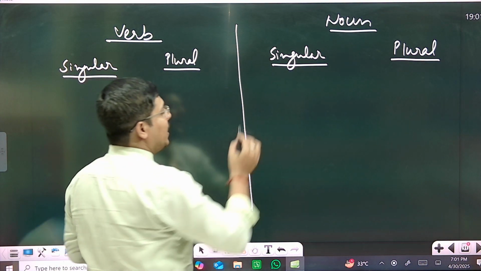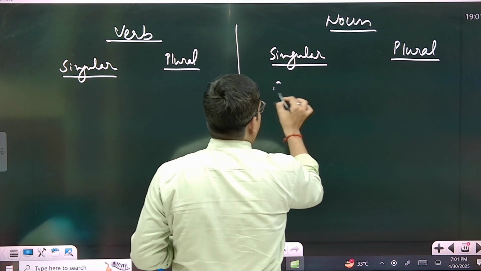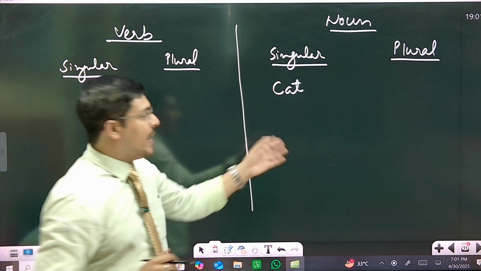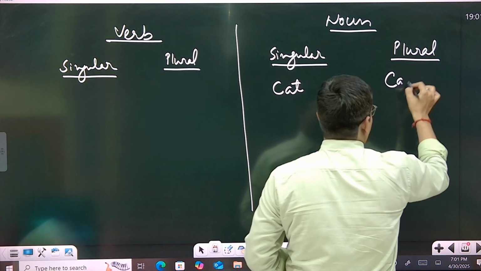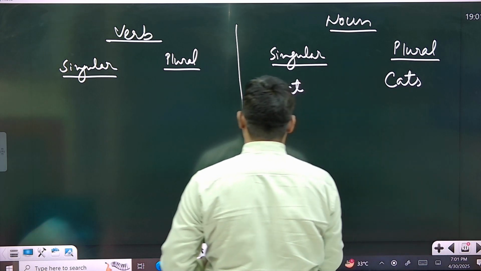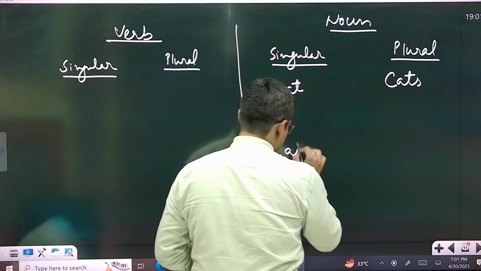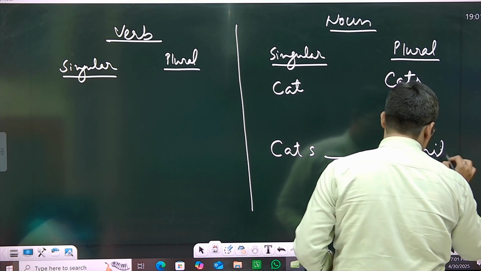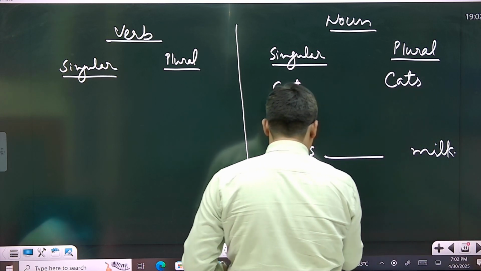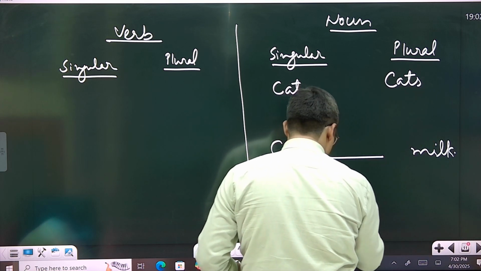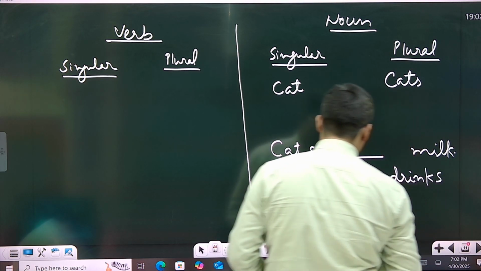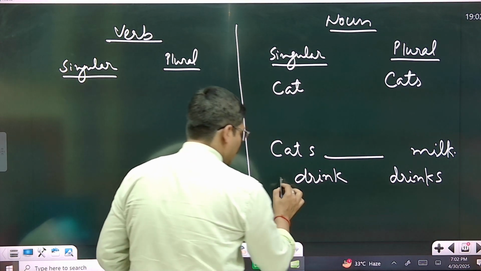Now, noun, if I write cat, what's the plural of cat? You will add s, cats. For example, cats blank milk, drink, drinks. We have to supply either. They are verbs.